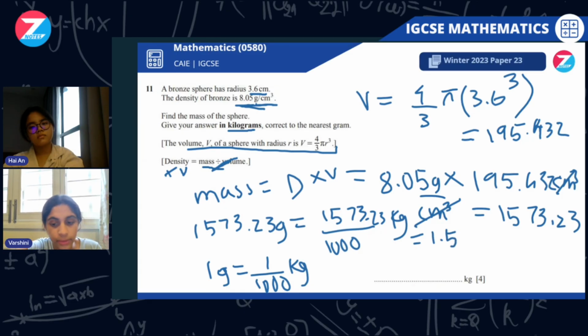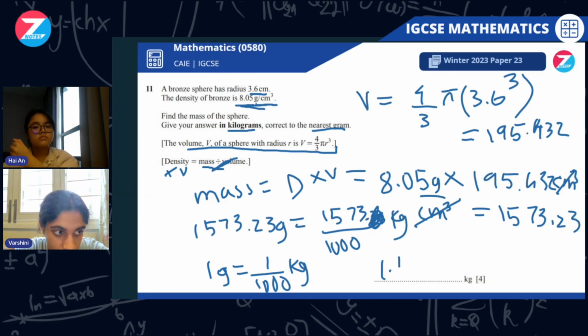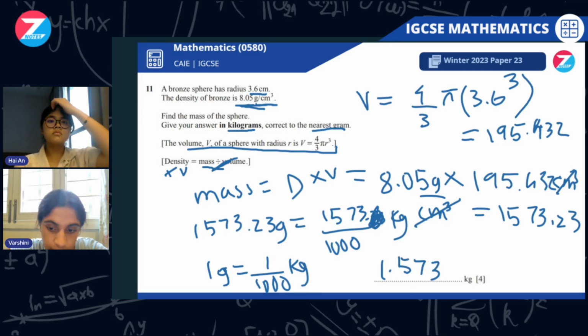And remember, before we divide it, let us remember what they said. Correct to the nearest gram. So as it's already in grams, let's correct it to the nearest gram. So we can forget about the 0.23, because we don't want it in decimal places. We just want it to the nearest gram. That's just 1573. Okay, so all you have to do is divide 1573 by 1000 and just put that entire value. So you should get 1.573 kilograms. And that's our answer.